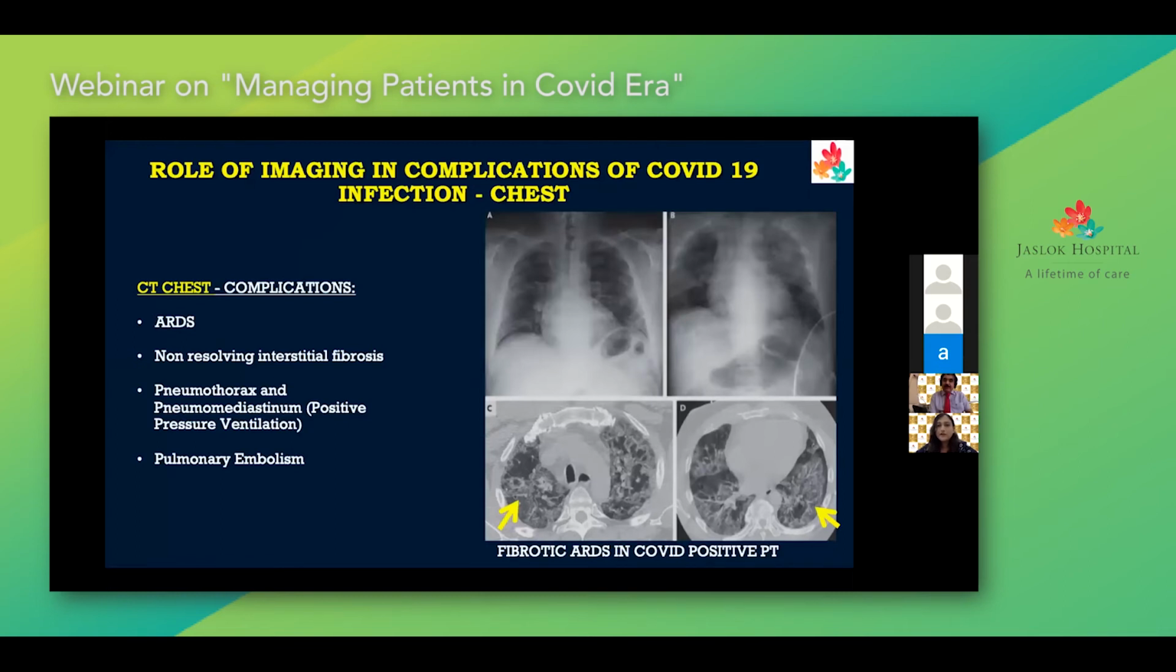There are complications of COVID that can be identified on CT scan. So we have ARDS, non-resolving interstitial fibrosis. Sometimes pneumothorax and pneumomediastinum set in, in cases of positive pressure ventilation, and pulmonary embolism. Now, this is an example on the right side where you see a patient with severe disease in the later part of the disease who has fibrotic ARDS.